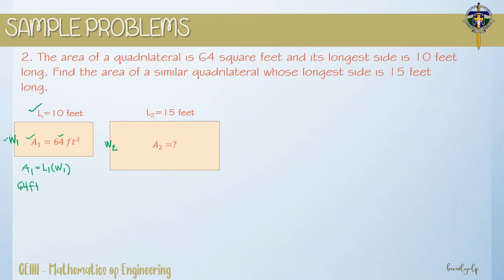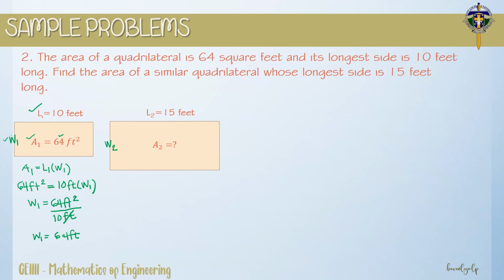64 feet squared is equal to L1, which is also given to be 10 feet, multiplied by width 1. So width 1 is 64 feet squared divided by 10 feet. So the feet and 1 feet will cancel out. W1 is simply 6.4 feet.